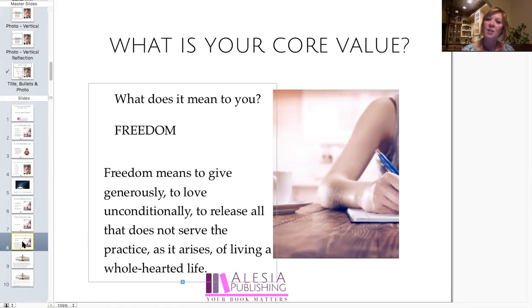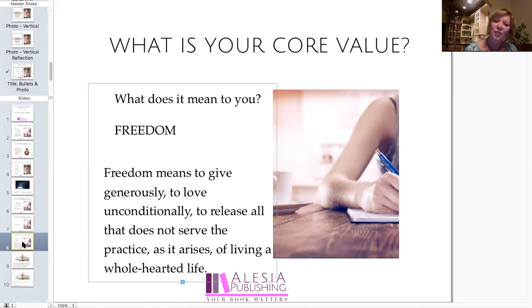And so for me, it's freedom, because I know that one of my highest values is freedom, and the other one is fun. We need to be having fun doing what we're doing. Right? I'm sitting here smiling, and I hope you are too. And anyway, so it's freedom. And so freedom to me means to give generously. So when I have true freedom in my life, that means I'm going to be able to give generously.